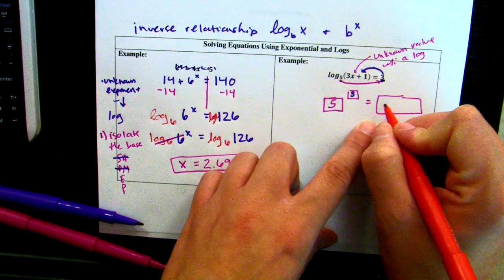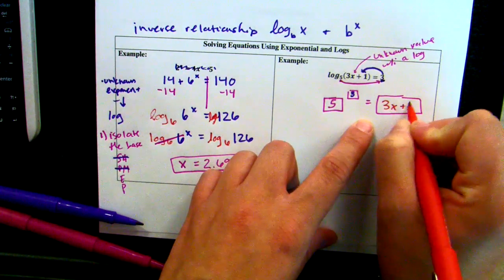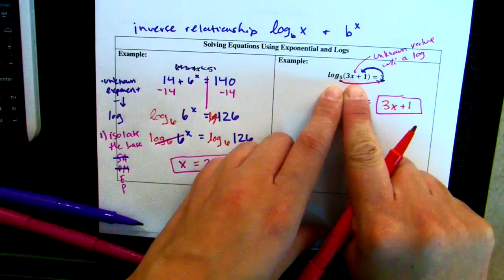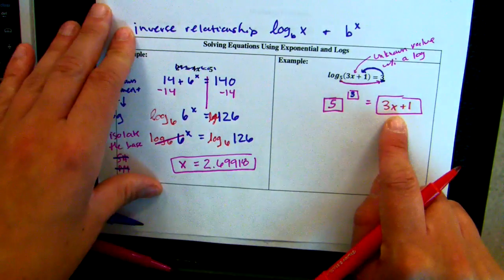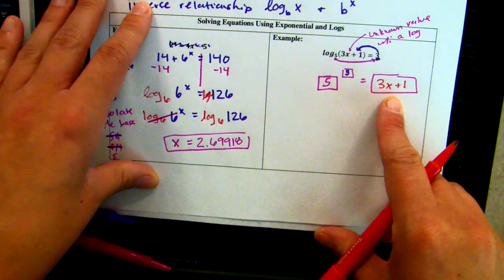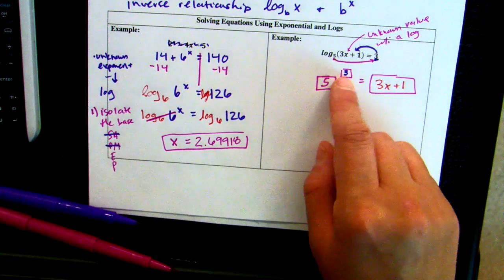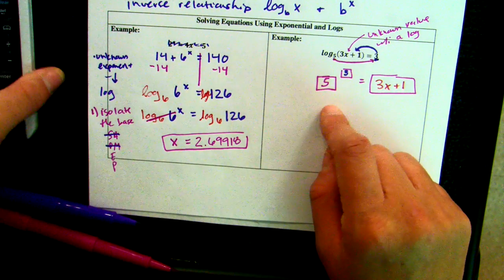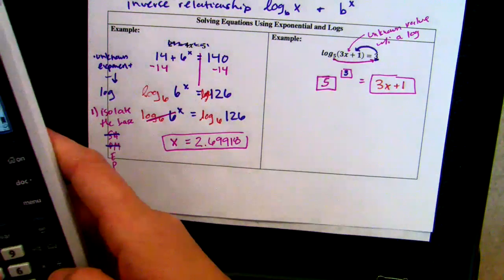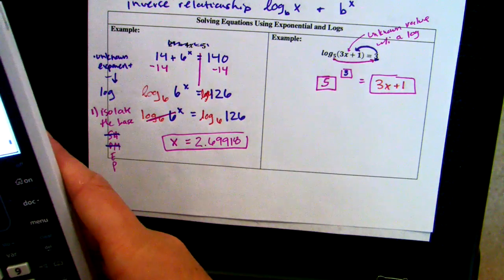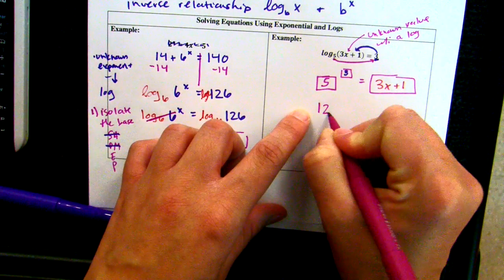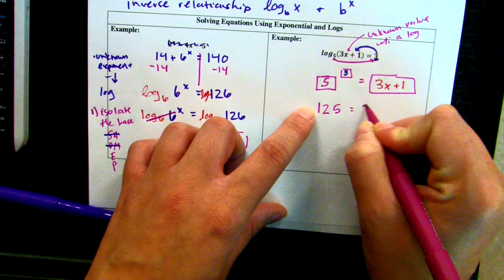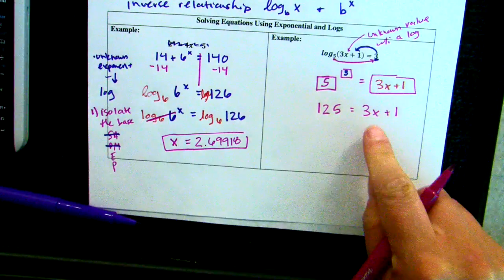Now notice this entire thing, this 3x plus 1, the entire thing is the argument of the logarithm, so the entire thing becomes the result of our equation. Okay? From there, we're going to plug 5 to the power of 3 in our calculator to get a result here. Notice that that is really 5 times 5 times 5, which is 125. It is not 5 times 3. So 125 is equal to 3x plus 1.